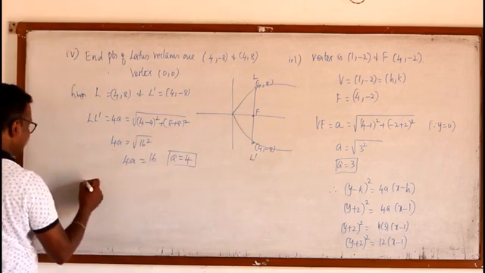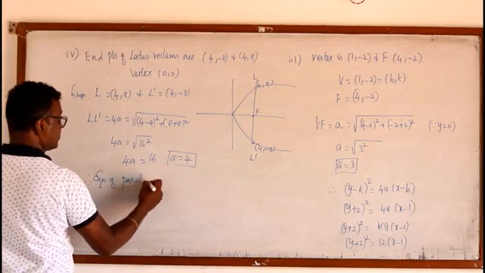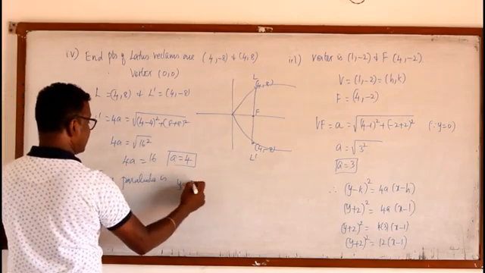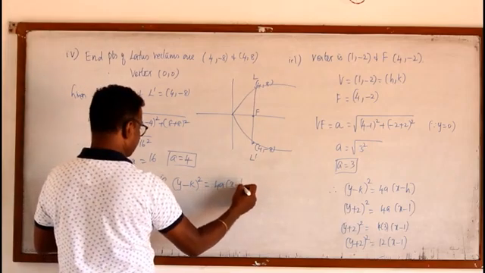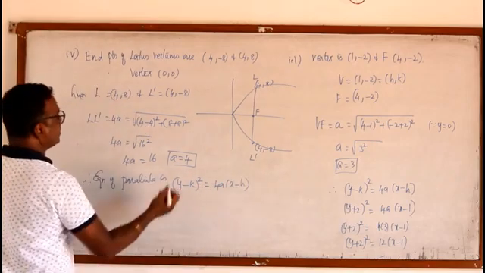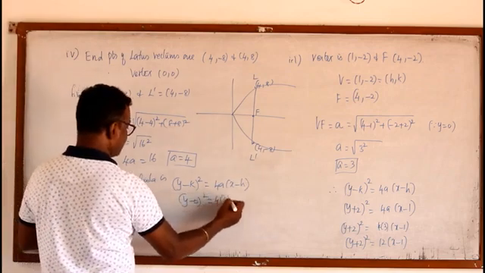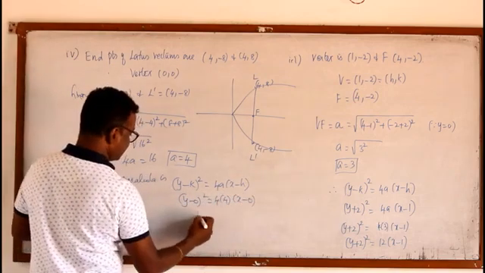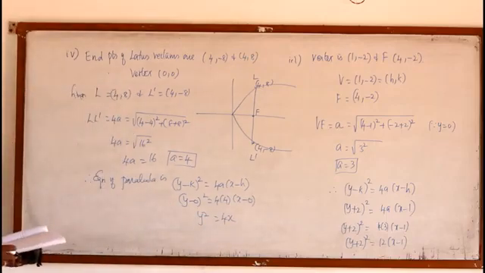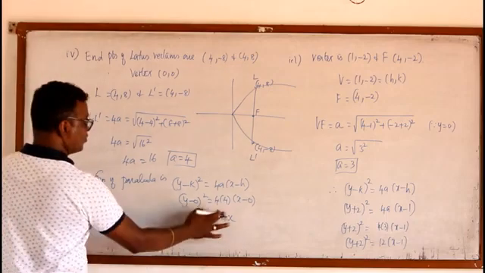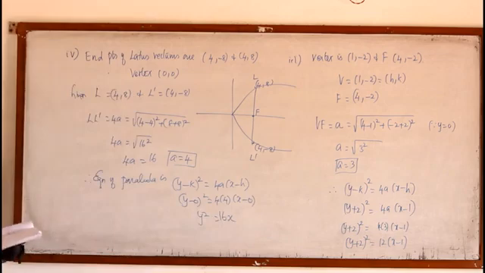Now the curve is in standard form, therefore the equation of the parabola is (y - k)² = 4a(x - h), isn't it? The standard parabola. Here the vertex is (0, 0): (y - 0)² = 4 times 4 times (x - 0). It is y² = 4x. Sorry, 4 fours are 16x. So y² = 16x is the equation of the parabola.